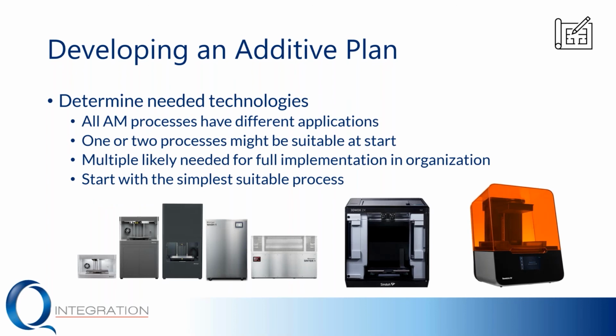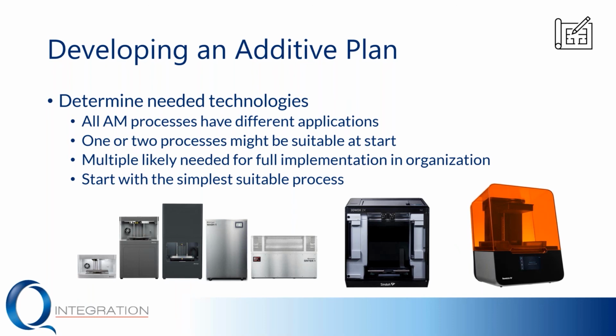After you've determined some initial applications, you've gotten a green light for the technologies that you're looking at, and some of the general technologies out there that, oh yeah, additive could work for this, you need to determine the needed technologies. All additive processes have different applications. For example, the Formlabs Form 3 on the right there is going to have a much different application scope than the Metal X, or even the Markforged X7.